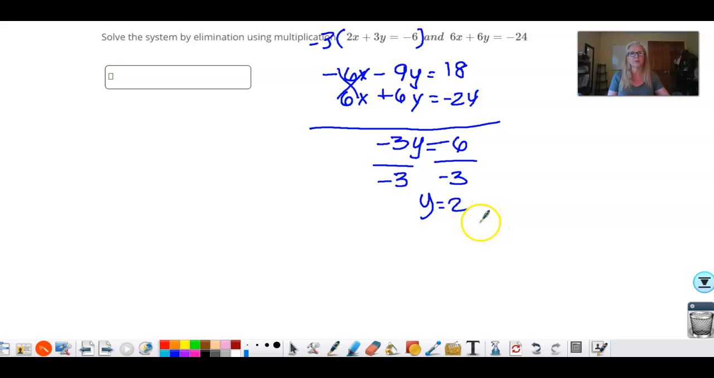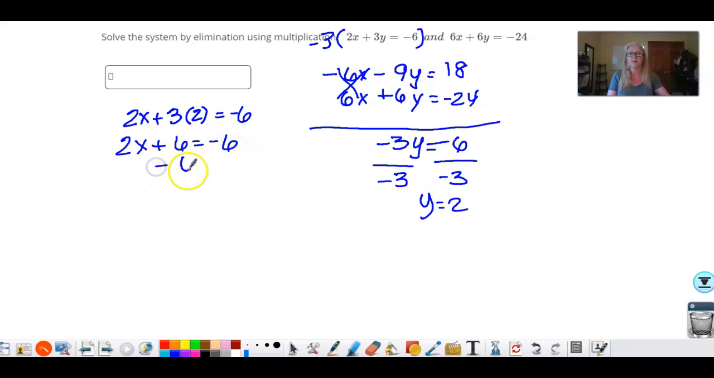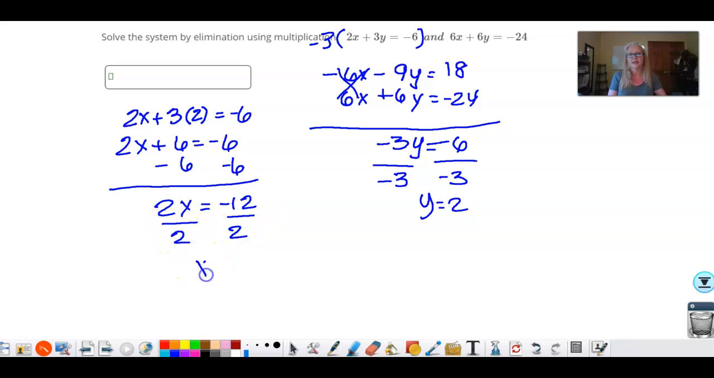Now I substitute 2 back into either one of the original equations for y. So it will be 2x plus 3 times 2 equals negative 6. 2x plus 6 equals negative 6. Subtract 6 from both sides, and I get 2x equals negative 12. Divide both sides by 2, and I get x equals negative 6.